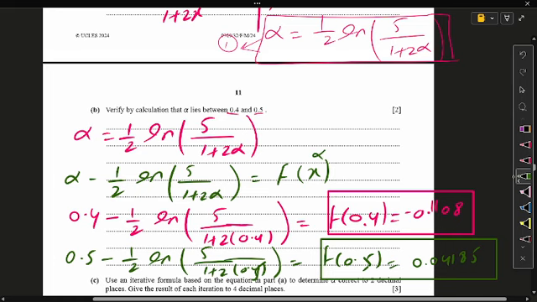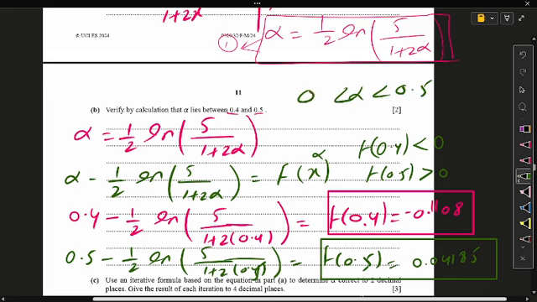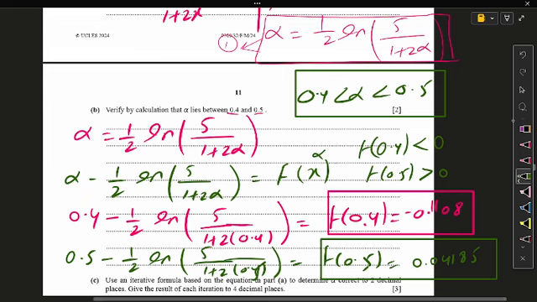Now you have to check whether both your answers lie under the range, meaning between 0.4 and 0.5. For 0.4 your answer is negative, meaning f of 0.4 is less than 0. But for f of 0.5 your answer is greater than 0. It means your answer lies in the range. Since the value lies between, it means that alpha lies between 0.4 and 0.5. That holds. Okay, now listen to me here.